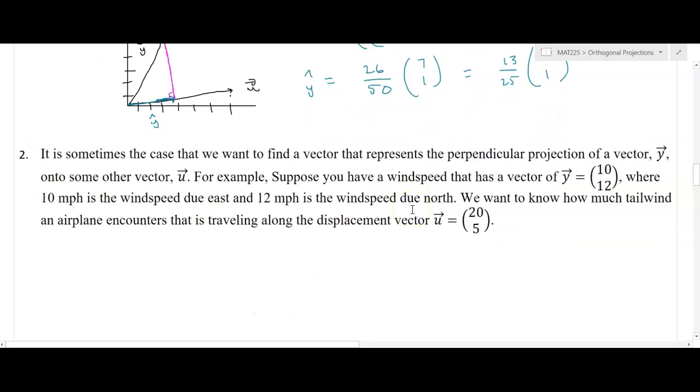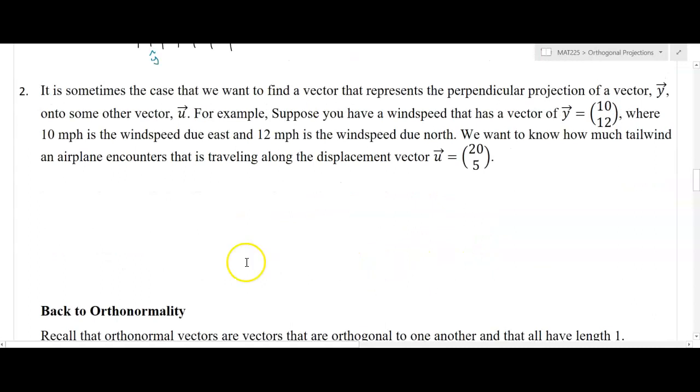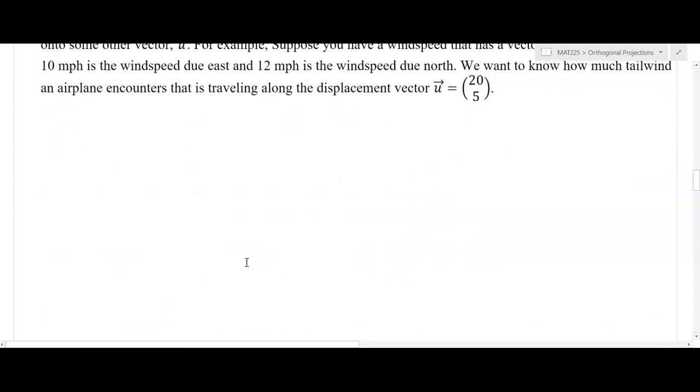Now, we also have common applications for this. For example, suppose you have a wind speed that has a vector of y equals 10, 12, where 10 miles per hour is the wind speed due east, and 12 miles per hour is the wind speed due north. So collectively, this vector says the wind is blowing in the direction of 10, 12. We want to know how much tailwind an airplane encounters that is traveling along the displacement vector u equals 25.